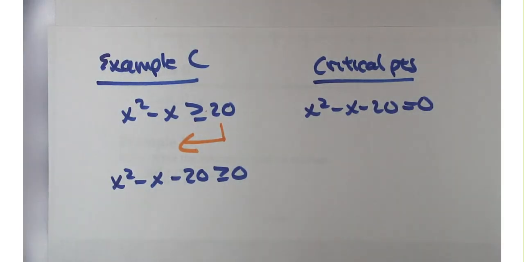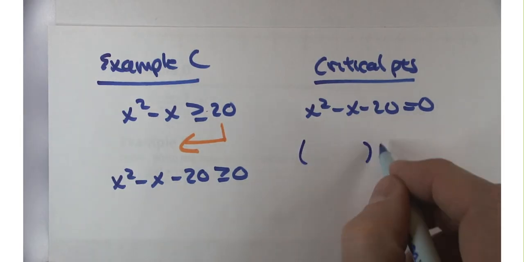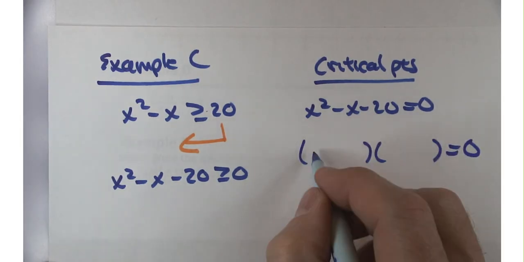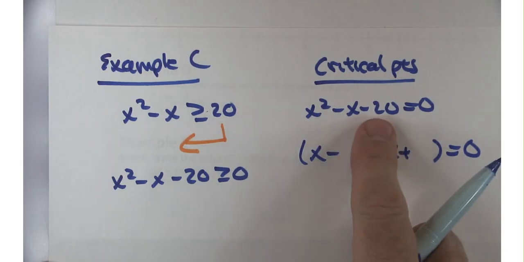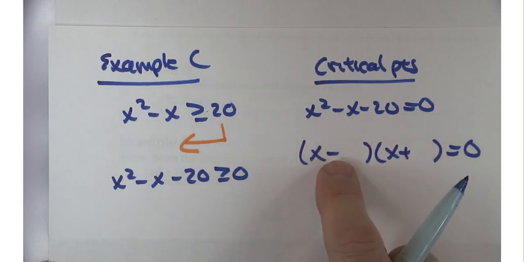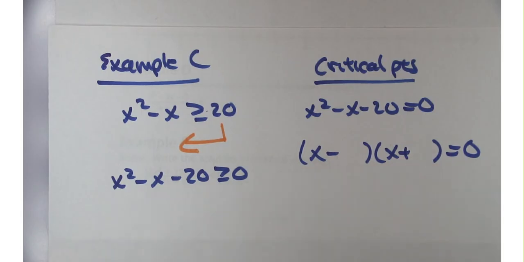George, can you maybe help me out here a little bit? How's that going to factor? That's a minus, so one of these has to be a minus, one of them has to be a plus. Two numbers that multiply to negative 20 and add to positive, or excuse me, add to negative 1. What would that be? 4 and 5.